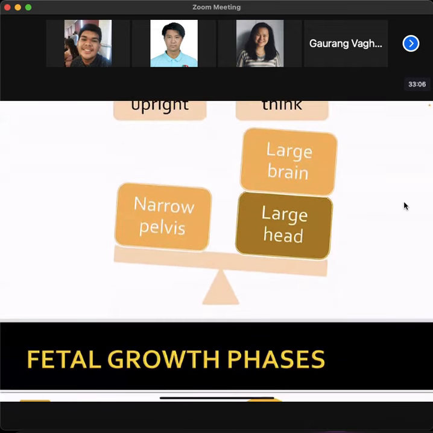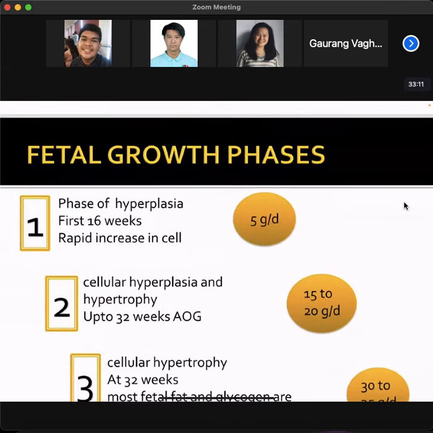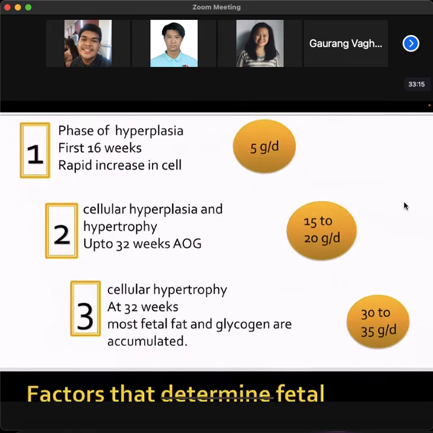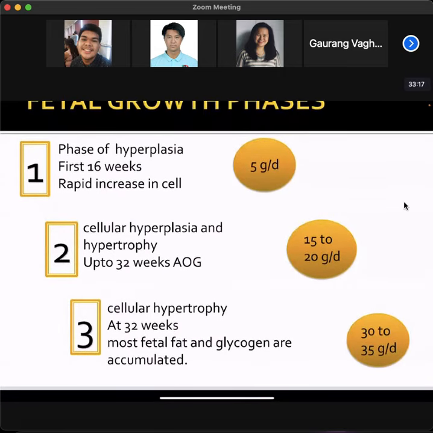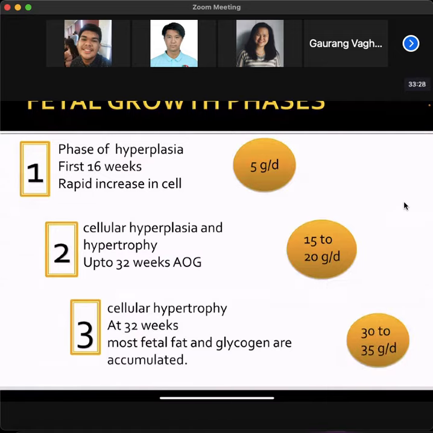So what are the factors? We have the fetal growth phases. We have three phases. The first one occurs during the first 16 weeks of age of gestation, wherein there is rapid increase in cell number. Per day, there is an expected 5 grams of increment in the fetal weight.